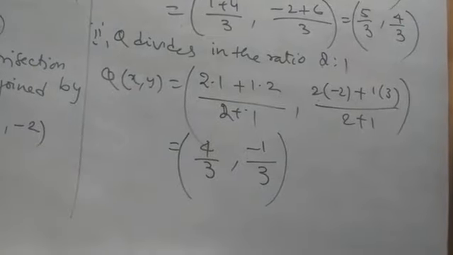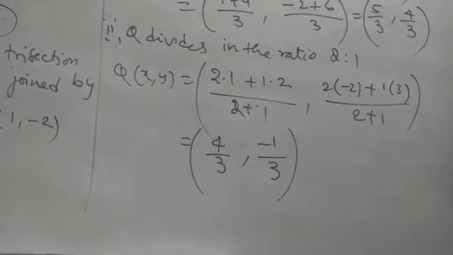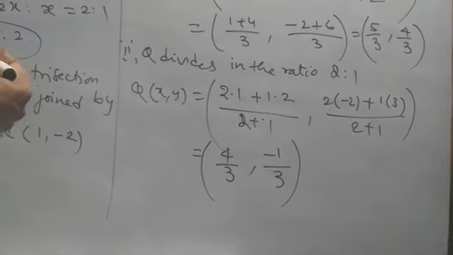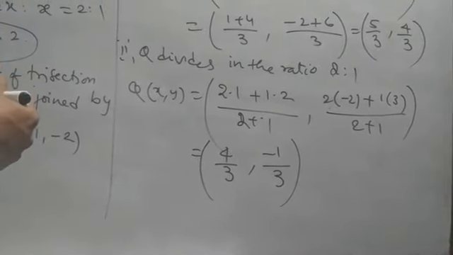So the points of trisection of the given line segment are (5 by 3, 4 by 3) and (4 by 3, -1 by 3).